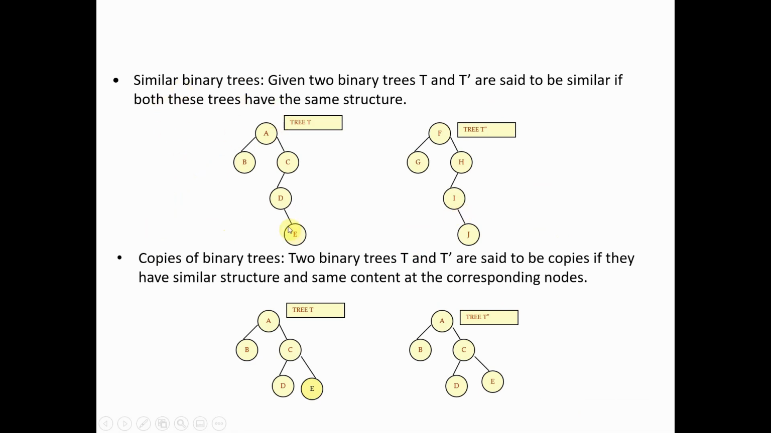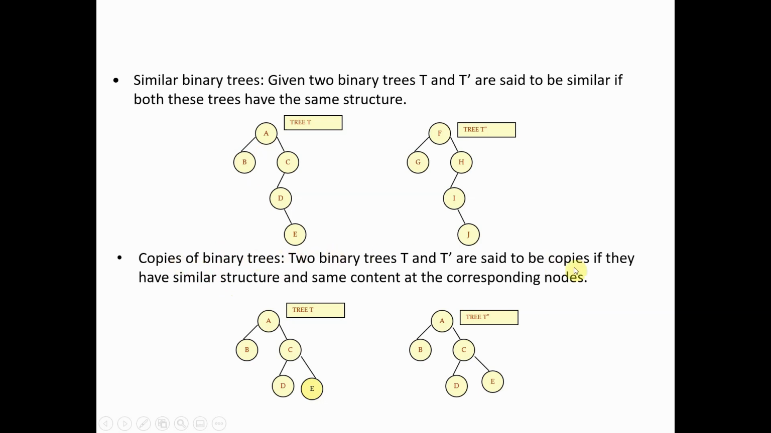Two other concepts which are not frequently used, but it's good to know, are similar binary trees and copies of binary trees. Similar binary trees have the same topology but different node elements. Here you see that the topology of the trees is the same, so they're similar because they have the same structure, but they don't necessarily have exactly the same values.